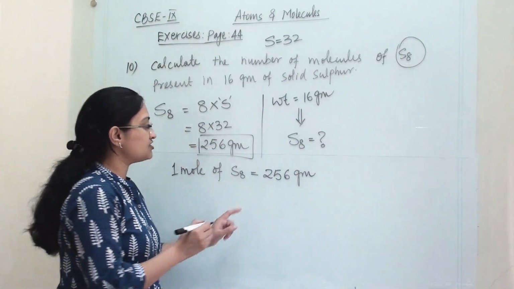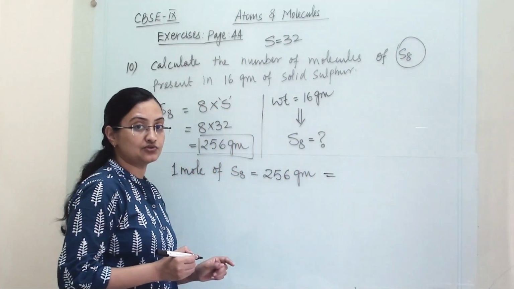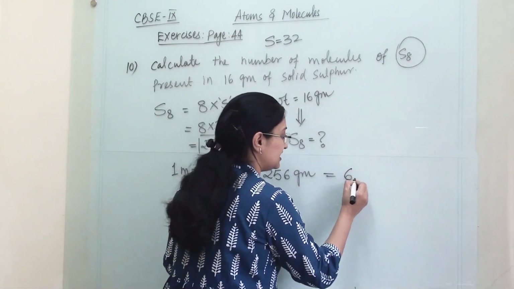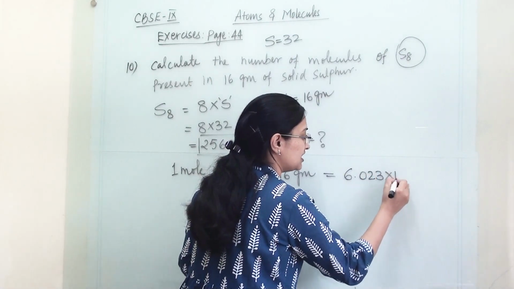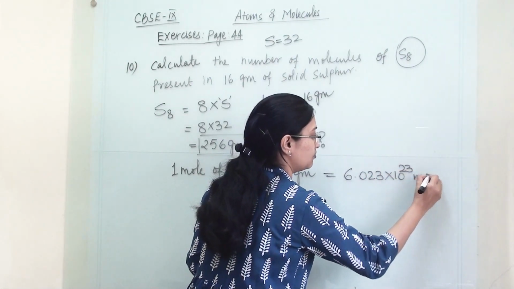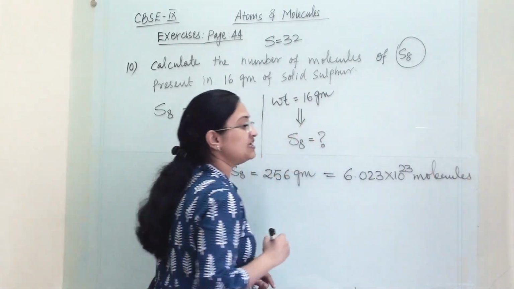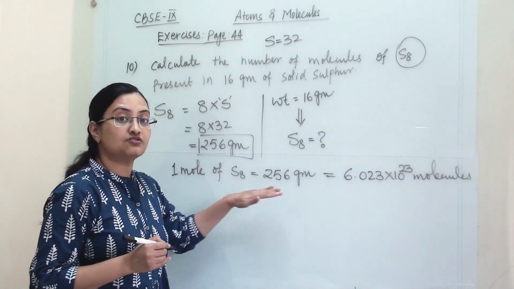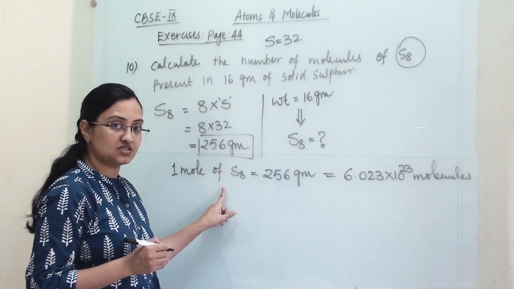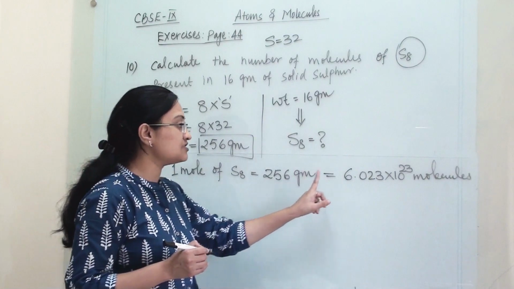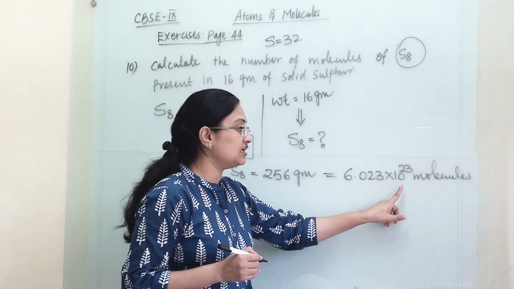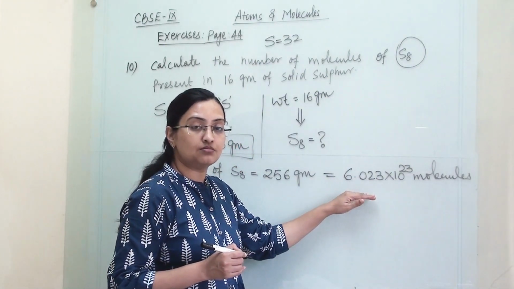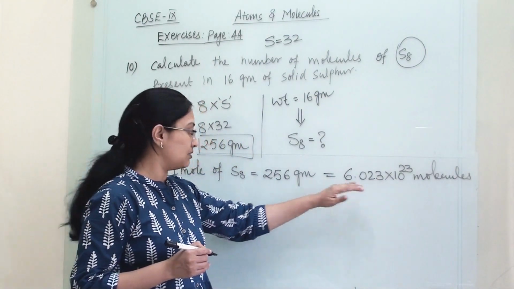Now this equals to how many molecules? Earlier we have studied that in 1 mole of substance there are 6.023 × 10^23 molecules for any substance. So this will remain constant for any substance: 1 mole of substance, equal to its molar mass, equals 6.023 × 10^23 molecules or atoms. What is this number? This number is Avogadro's number.